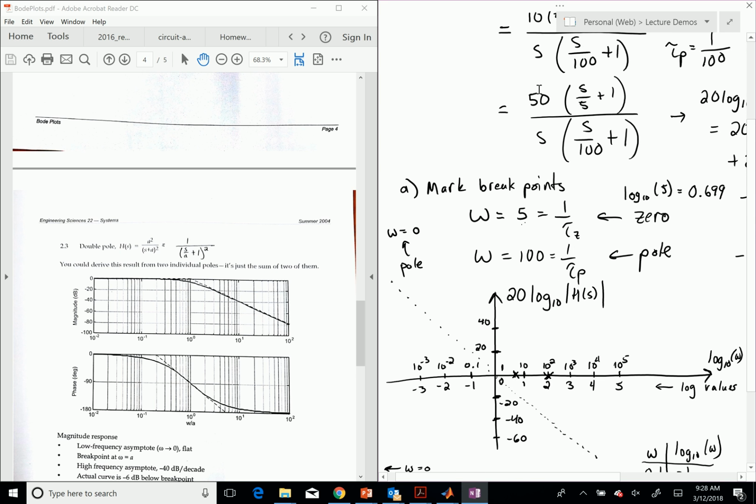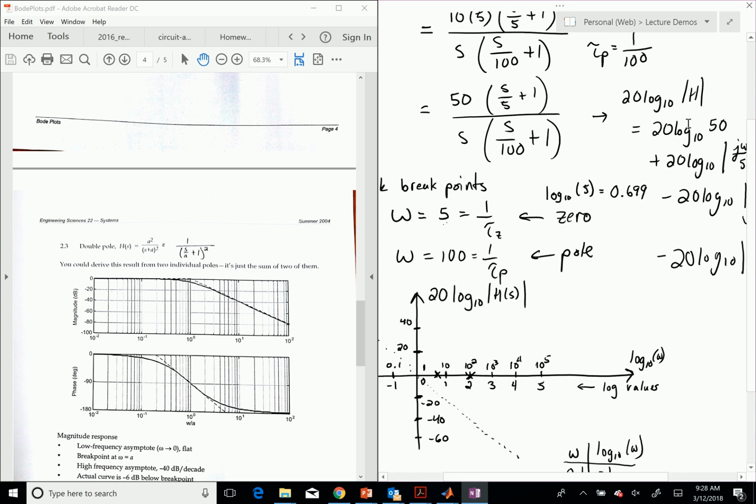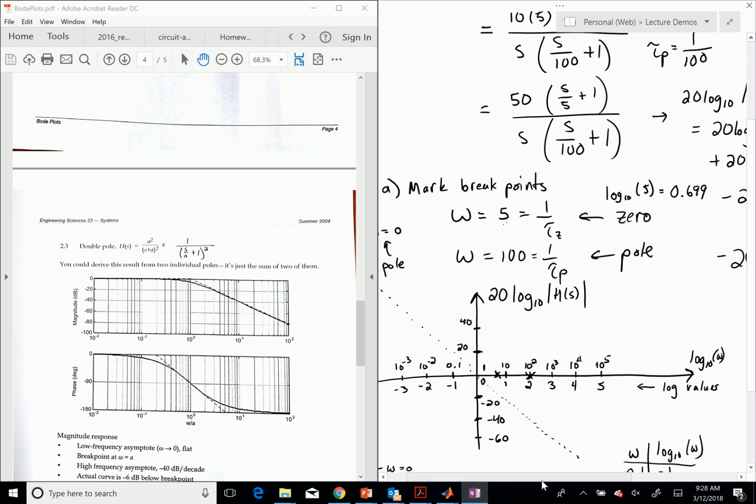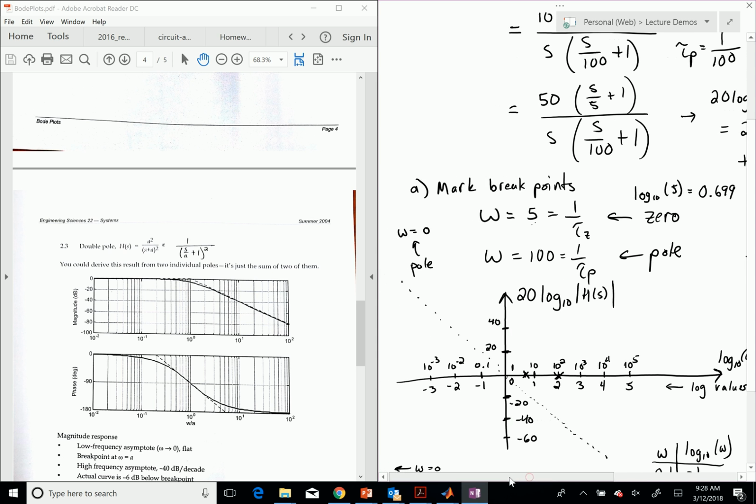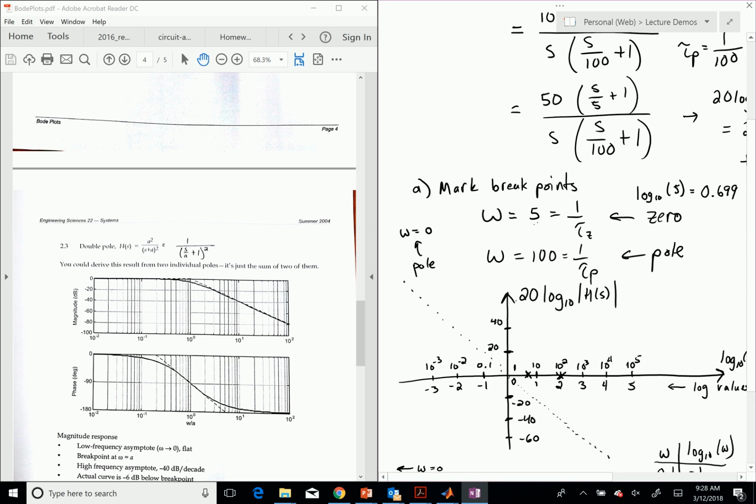Now I have to look at the 50. So I have to plot, according to this, 20 log of 50. Well, if I compute 20 log of 50, what I end up with is about 34. All right, so that's going to be sitting somewhere right around here. Like that.